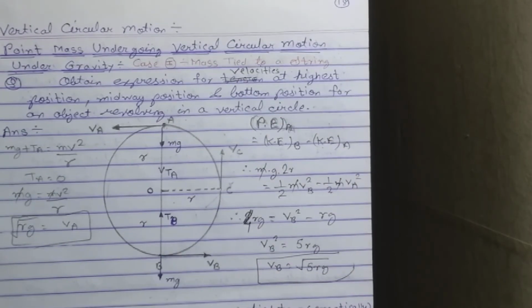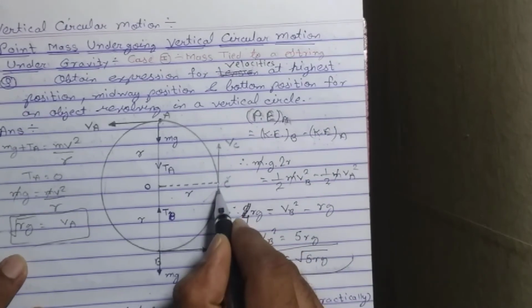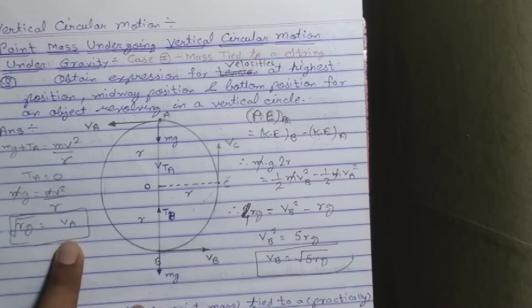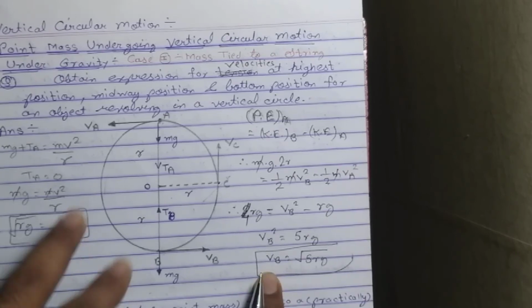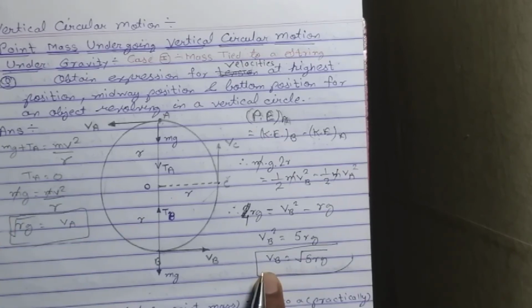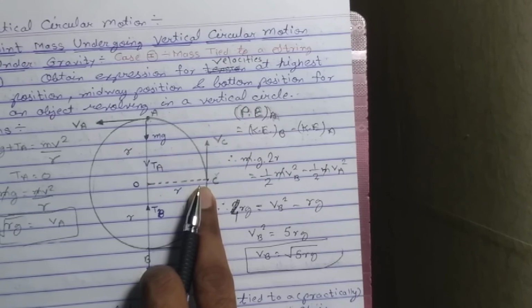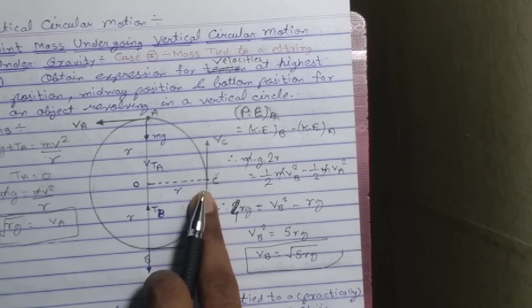Now students, we have to find the velocity of the object at point C, which is in between. The velocity of the object at point A and at point B is easy to find out. But now we have to find out the velocity at point C. Here also we will use the concept of conservation of energy. How? I will explain.